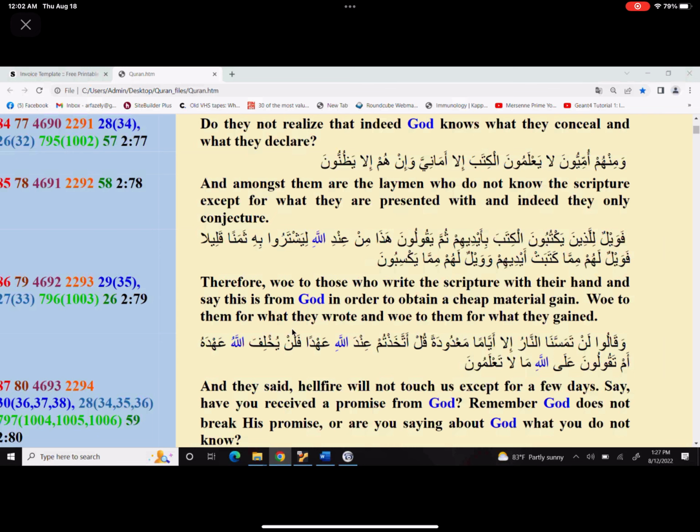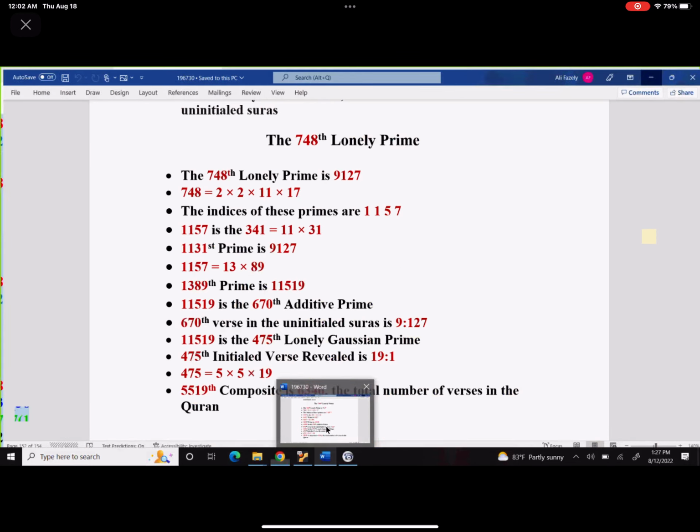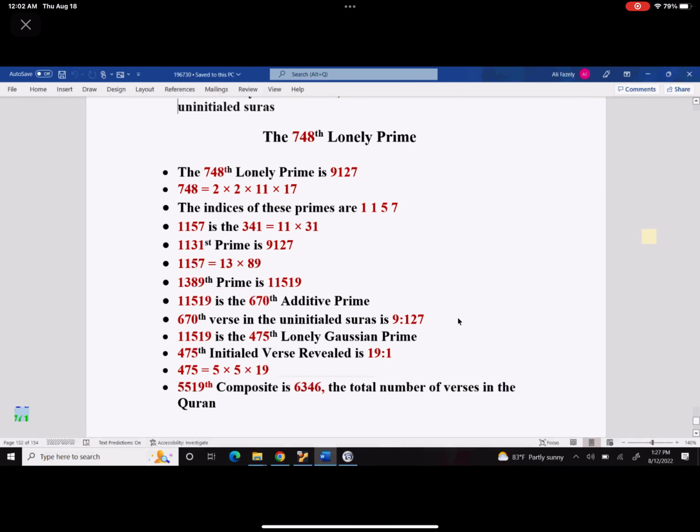What I want to do is open up this, again, new signs from God, and I'm going to talk about the 748th lonely prime. We've known this for a long time. The 748th lonely prime is 9127.